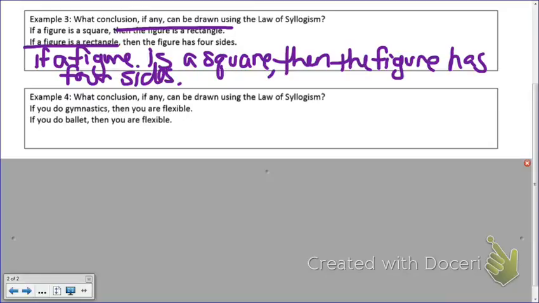So if we underline what is matching, and one is a conclusion and one is a hypothesis, we can mark those out, and what is remaining will be your conclusion based on the law of syllogism. Let's look at example 4.